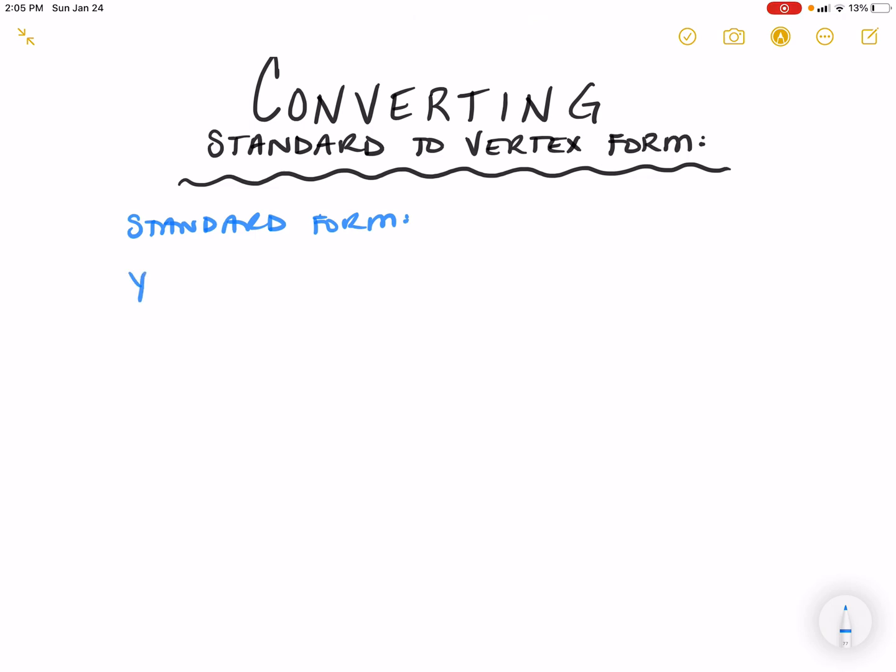So standard form looks like this. Often when we solve an equation by factoring or when we use the quadratic equation, our first step is to write the equation in standard form and set the equation equal to 0. So standard form is really good for solving.